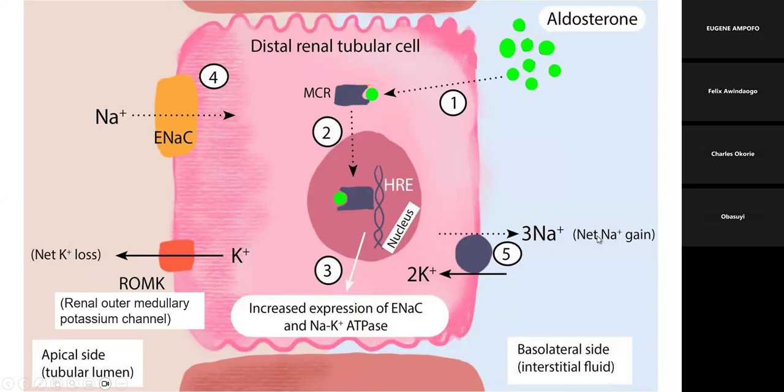So what will happen is that, once this is extruding 3 sodium, there's a net gain into the blood, and then 2 potassium molecules move into the renal tubular cell. On the opposite side, sodium is coming in through the epithelial sodium channel, and potassium is pushed out into the renal tubule through the renal outer medullary potassium channel. And that is how come the kidney loses potassium when we have higher aldosterone levels. Okay.